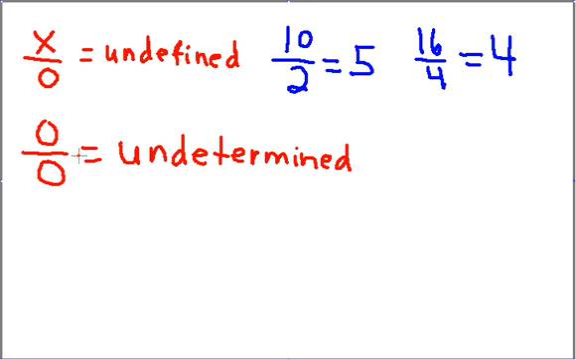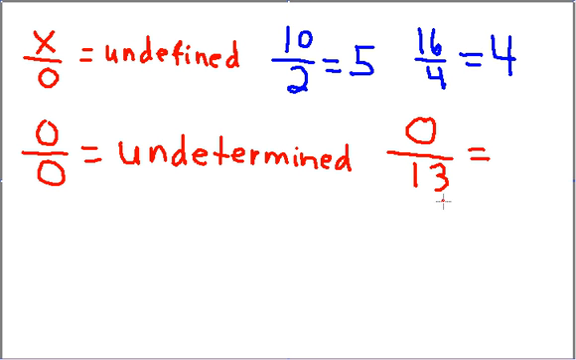So we have a couple exceptions. x divided by 0 is undefined. 0 divided by 0 is undetermined. Well, before we move on, I do want to show you that if 0 is in the top, and we had a fraction that said 0/13, 0 divided by 13, does that work? Is there an answer to this problem? Well, the answer is yes.